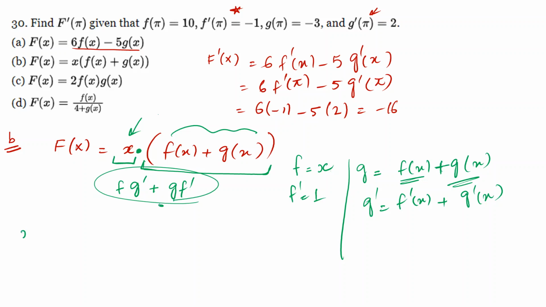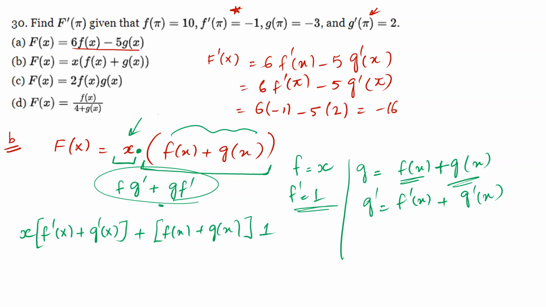So f is x. g prime is f prime of x plus g prime of x with the brackets. Don't forget to put the brackets. Plus g f prime. So g is f of x plus g of x, and f prime is here, that is 1. Now wherever we have the x, we will replace it by the pi.